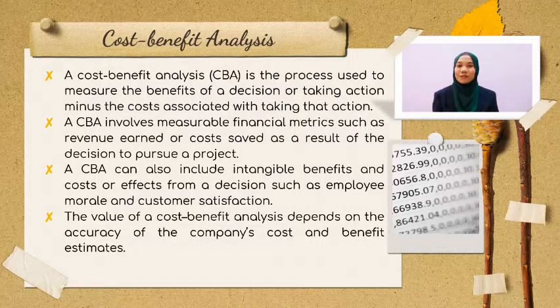We want to look at the cost-benefit analysis, or CBA. This is the method of measuring the benefits of a decision or action minus the costs associated with that decision or action. A CBA includes measurable financial measures such as income earned or expenditures saved as a result of the project decision. Intangible benefits and costs, as well as the impacts of decisions such as staff morale and customer satisfaction, might be included in this CBA. The cost-benefit analysis's worth is determined by the accuracy of the company's cost and benefit estimates.